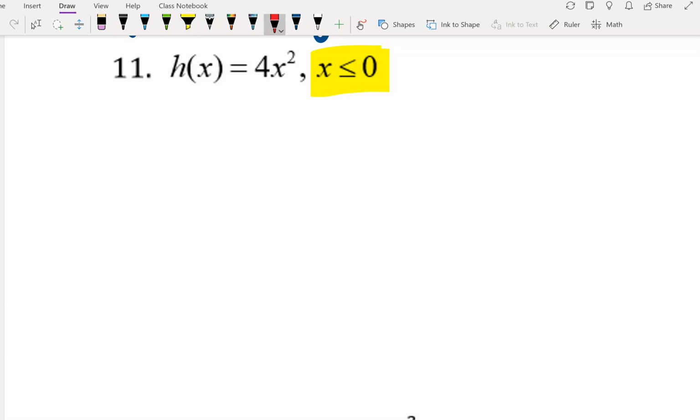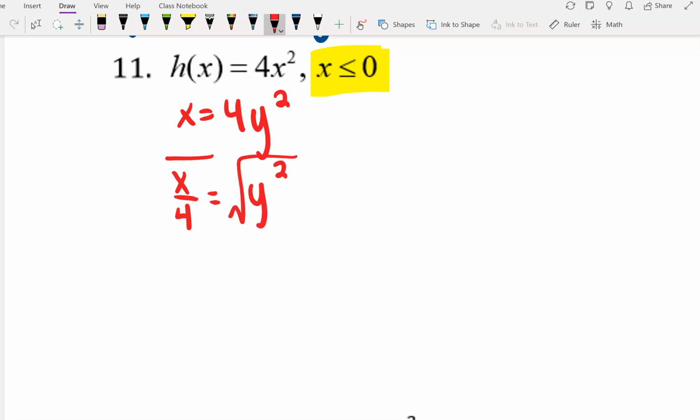So we do the same thing. This will be x. This will now be y. Switch x and y. Solve for y. I need to get rid of the 4 first, so I divide both sides by 4. So x over 4 equals y squared. Then square root both sides. Normally I would say put the plus or minus, but we don't need it.